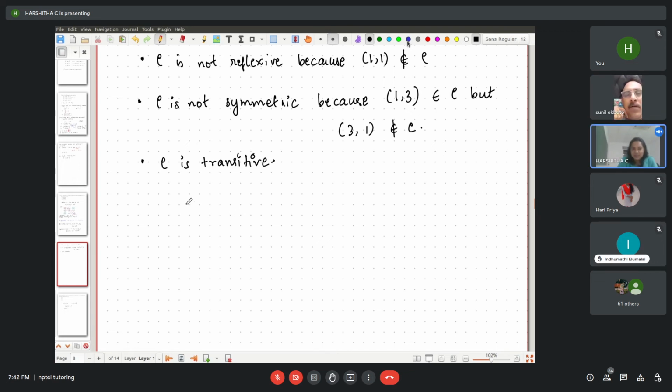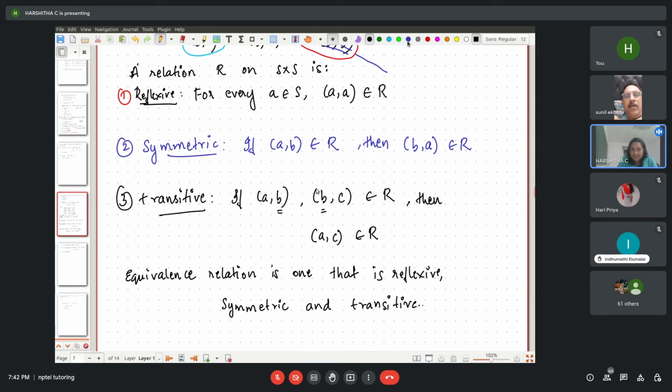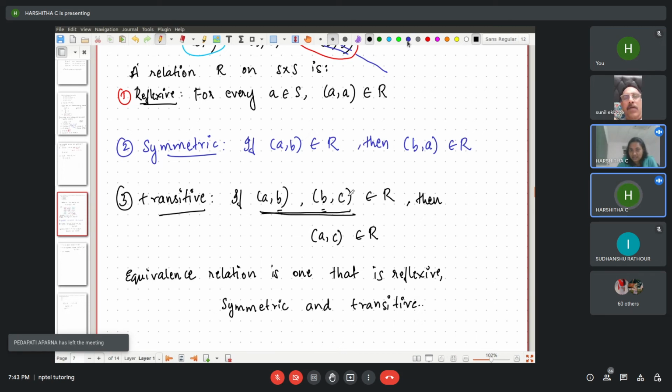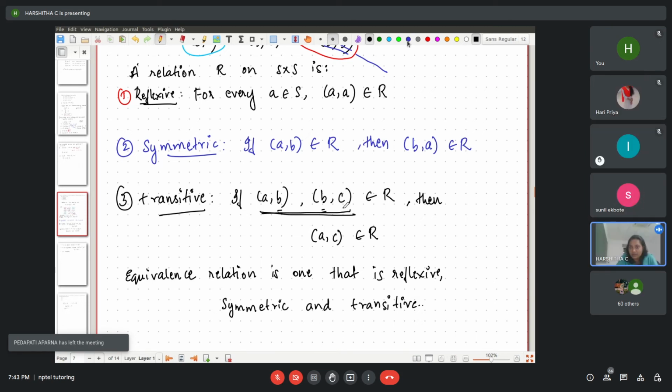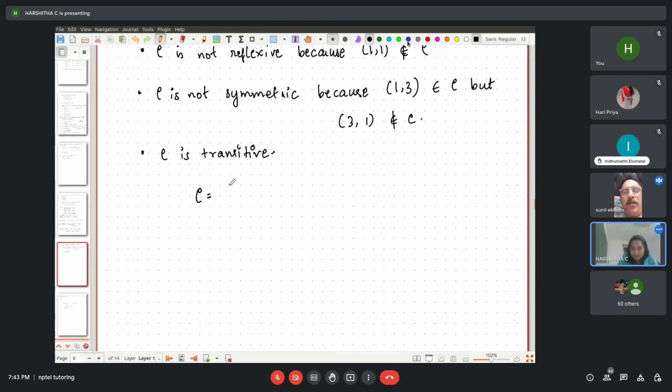Yes, sir. So, what does transitive say? If we look at this condition, what we're saying is, if you have two elements in your relation looking like this, then the third element should be there. So, see, what is our relation? But here there is only one element. Yes, sir. So, see, what does it say?